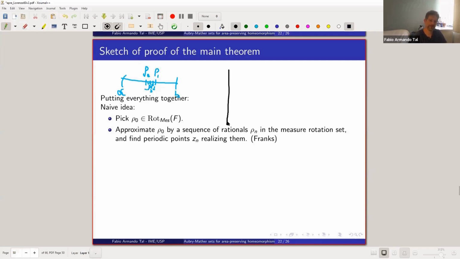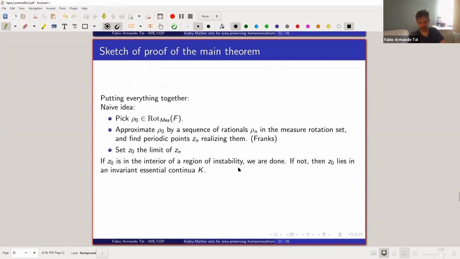And if I look in my annulus, I'm going to find here some Z1, which is a periodic point of rotation number rho 1. Z2 is a periodic point of rotation number rho 2. And they all converge to some point Z bar, which is the limit of these periodic points. And all of them have rotation numbers rho 1, rho 2, rho 3, converging to rho 0. Okay, and Z0 was the limit.